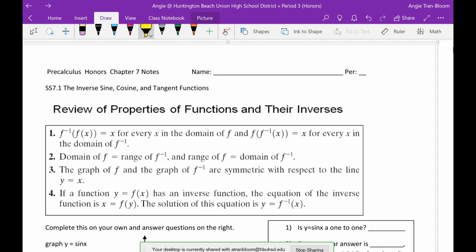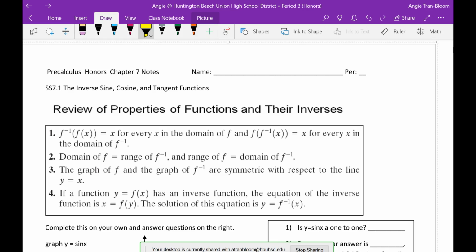They're just switching. So the domain of the regular function is now the range of the inverse, and the range of the inverse is now the domain of the regular. So you can switch them. Now when we graph the regular function f and its inverse, with this notation f to the negative 1 power, they are symmetric with respect to the line y equals x. So if I fold it diagonally, they should line up on top of one another.